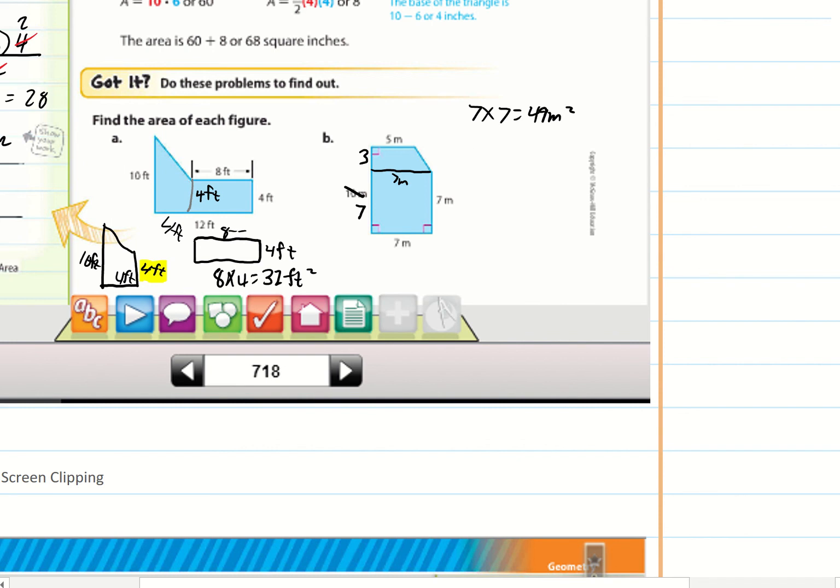I'm going to take the area of my trapezoid, which is base 1 plus base 2 times the height divided by 2. And that's going to equal 12 times 3 divided by 2. Because 5 plus 7 is 12. I can reduce this. That becomes a 6. So 6 times 3 equals 18 meters squared. So 18 plus 49. This is going to be, it's like 67 meters squared.